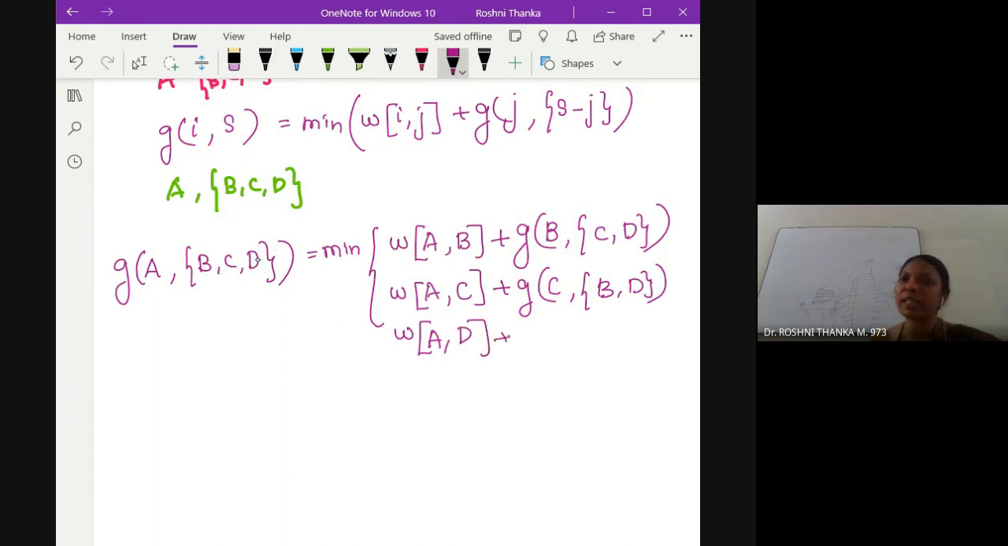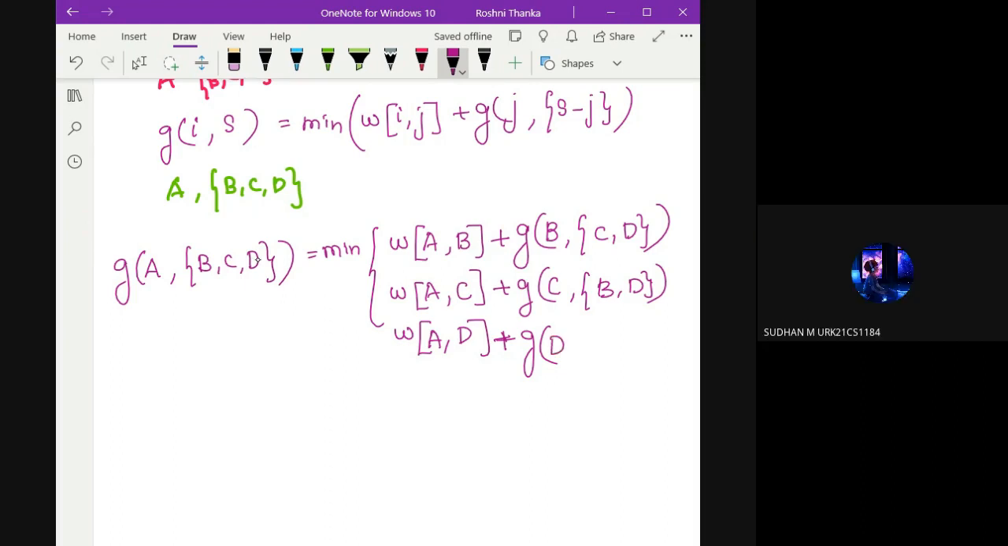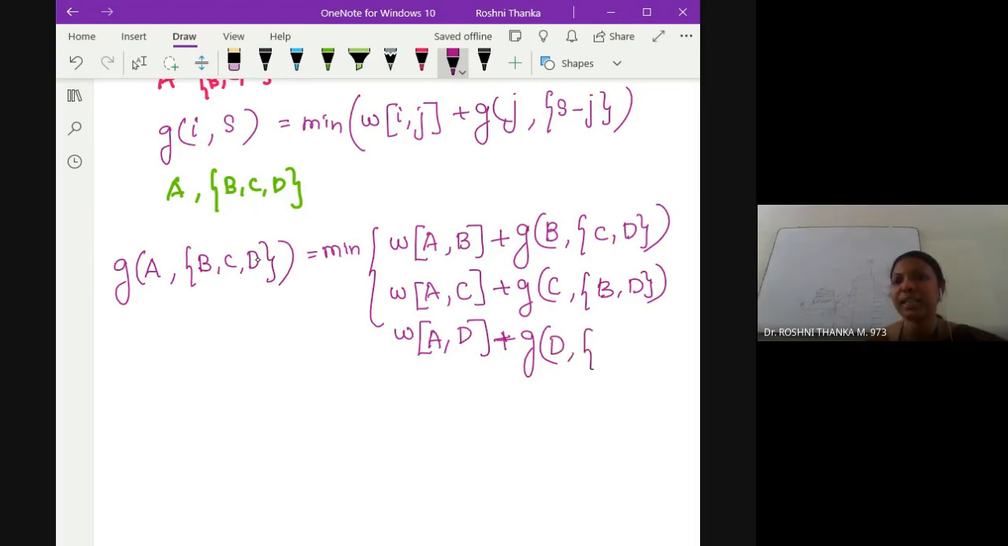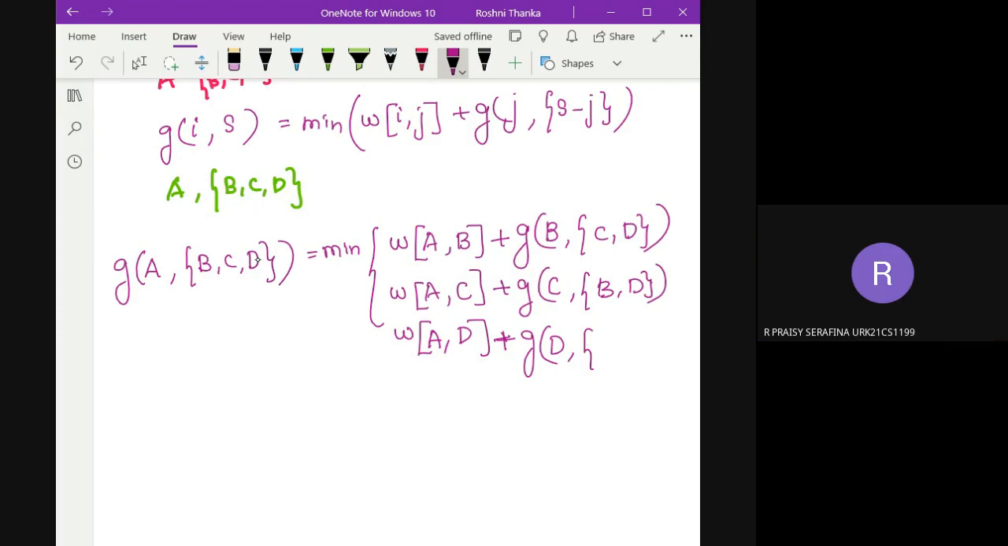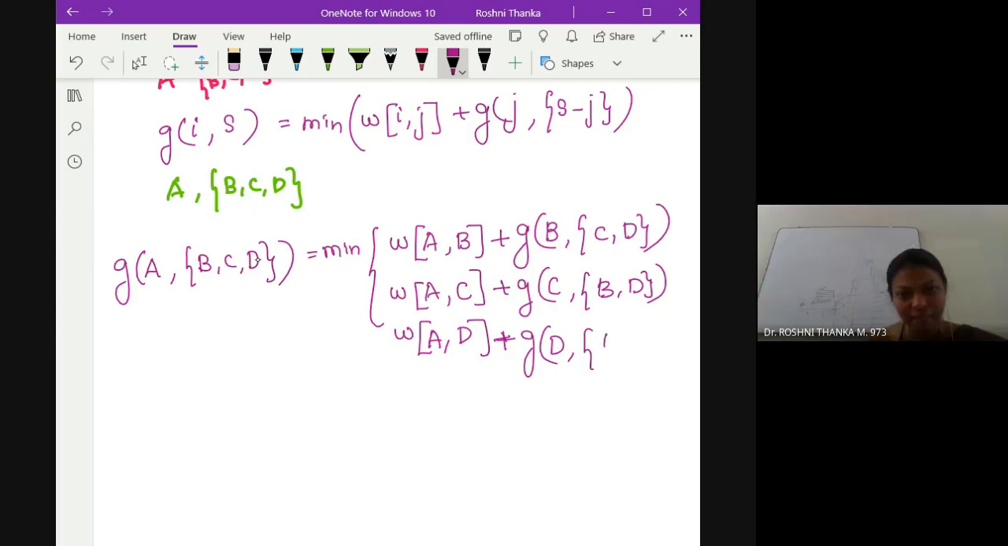Can you fill this now? Please help me to fill this, ma'am. G of what will come here? D. Yeah, D, comma, what will be the set? Good, so you are listening. Others also you can try. What will be the set? B, C, ma'am. Very good. B, comma, C. Exactly. Good, good.